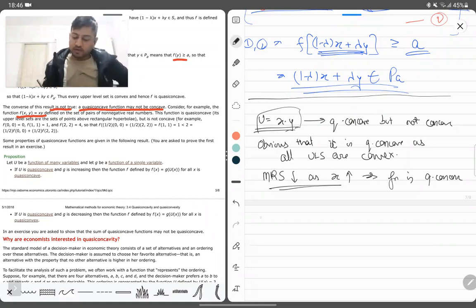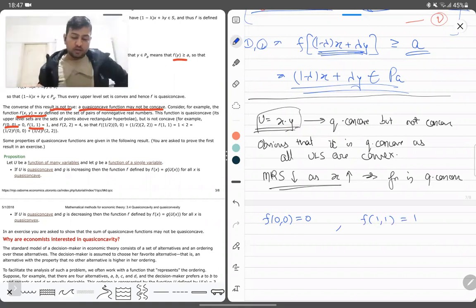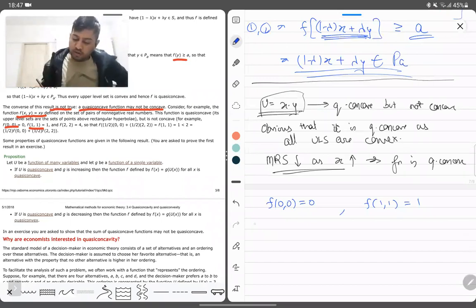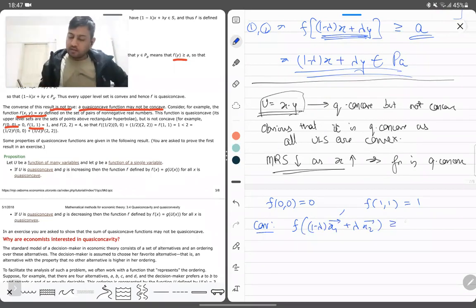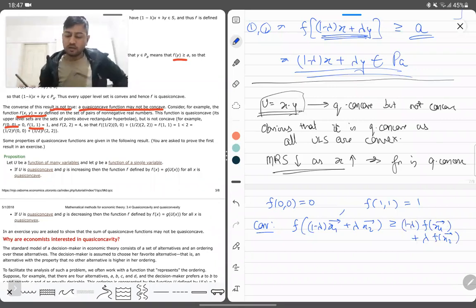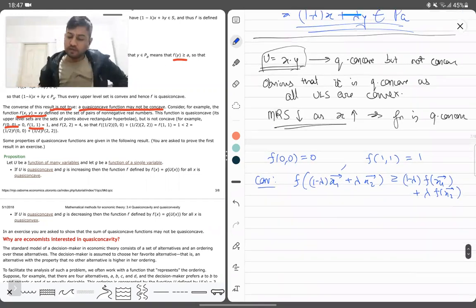So how do I show that it is not concave? Take two points. What is concavity? For concavity, what will we do? We take two points, 0,0 and 1,1. So I know that the functional value at 0,0 is 0 and the functional value at 1,1 is 1. So what does the concavity definition say? Concavity says that f of (1 minus lambda) x1 vector plus lambda x2 vector must be greater than or equal to (1 minus lambda) f of x1 vector plus lambda f of x2 vector. This is the definition of concavity.